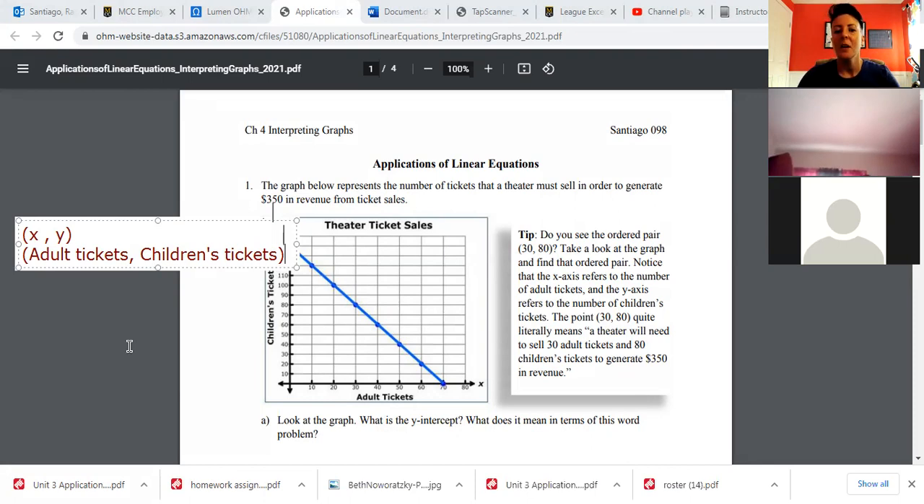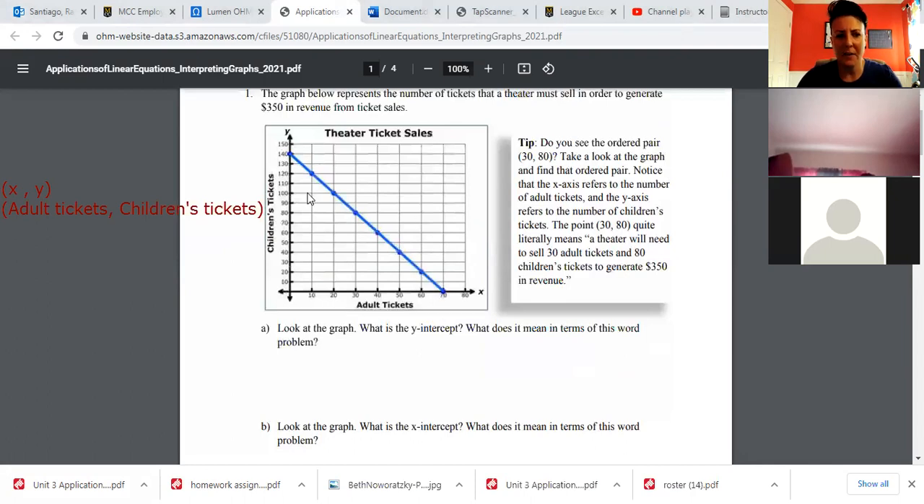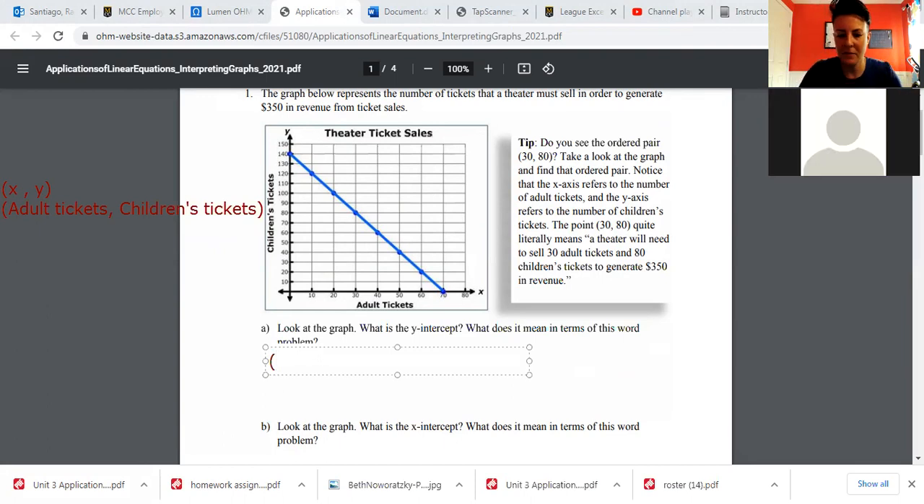Okay. Part A asks us to look at the graph and then determine what the y-intercept is. So having said that, we're going to look at this graph carefully. We know that the y-intercept is where the line hits the y-axis. What is the ordered pair for the y-intercept? Would somebody share that just by looking at that graph? What is the y-intercept? 0, 140. Yes.